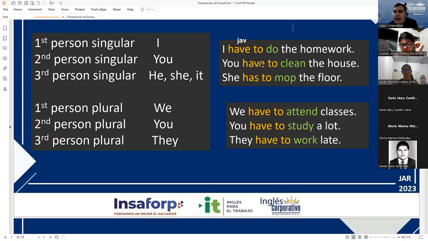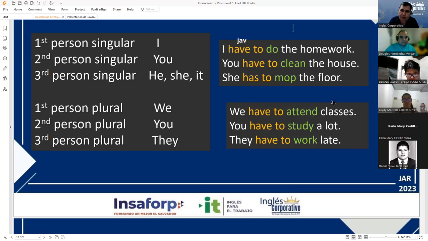Have to do. I have to do. You have to clean. She has to mop. Teacher, what is mop? Not the Ministry of Public Works. No. Mop is when you clean the floor, right? First, you sweep. After sweeping, you have to mop. You put some antiseptic of some type, some aroma of lavender, or sometimes cinnamon, and it's really strong. But okay, you mop the floor.